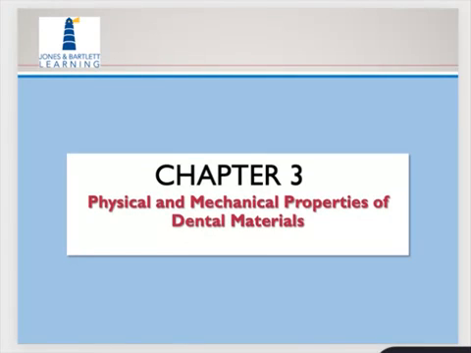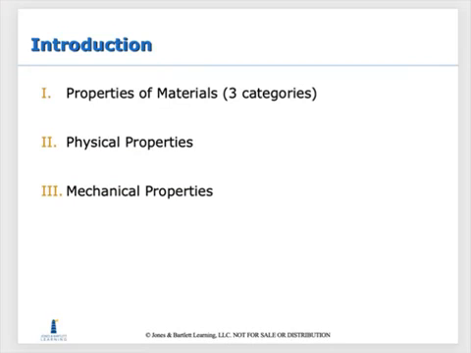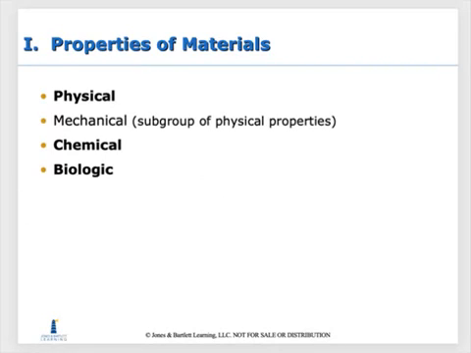So we are on lesson 2, starting with chapter 3, physical and mechanical properties of dental materials. There's a lot of information in here, so we'll just jump right into that. Today we're going to be talking about the 3 different categories of properties of dental materials, and then delving into especially physical and mechanical. The 3 different types are in bold here: physical, chemical, and biologic. Mechanical is a big part, but it's actually a subgroup of physical properties. So let's look at that first.